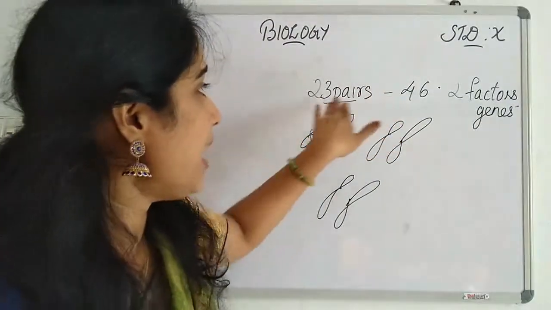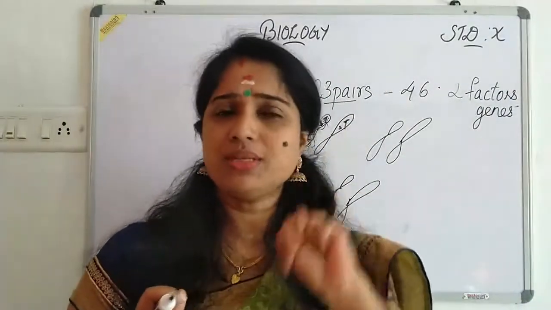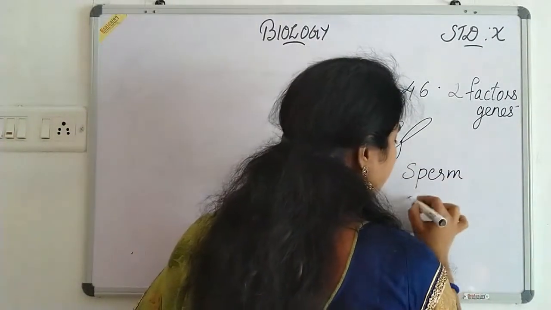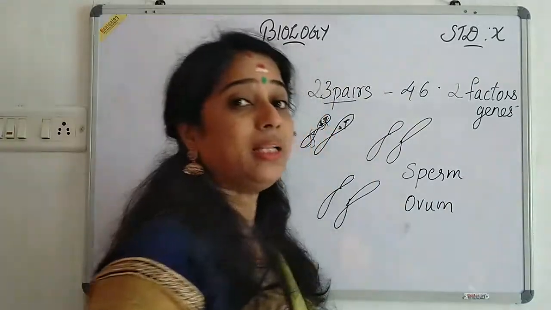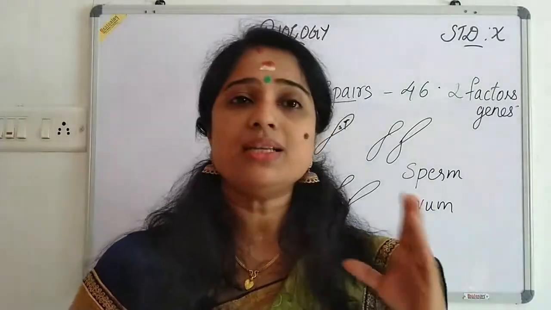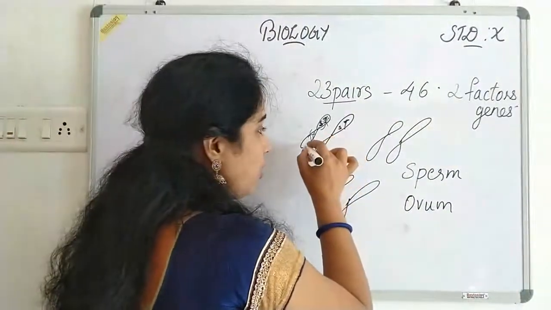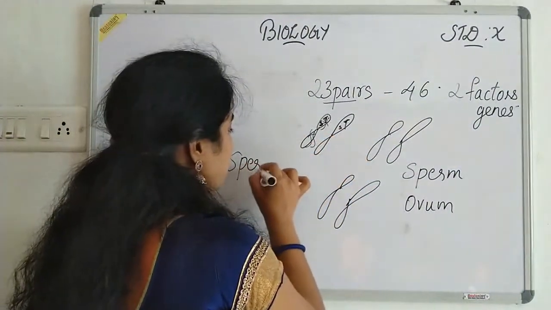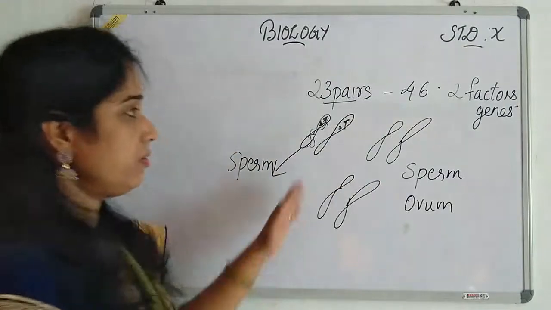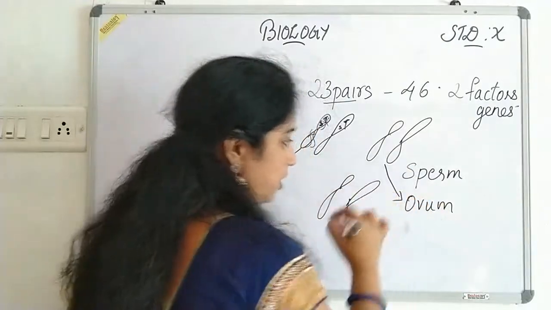All the cells in our body have 23 pairs of chromosomes, except what? 2 cells are there. Yes, in the case of male, it is the sperm, and in the case of female, it is the ovum. Sperm and the ovum, or otherwise the egg. These 2 have only 23 chromosomes. See what happened. At the time of gamete formation, from a pair, only one will move to the sperm. Similarly, one will move towards the ovum.